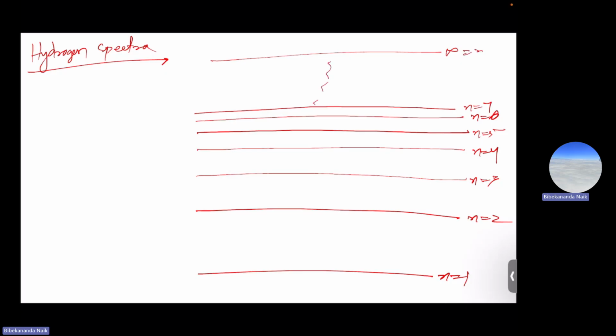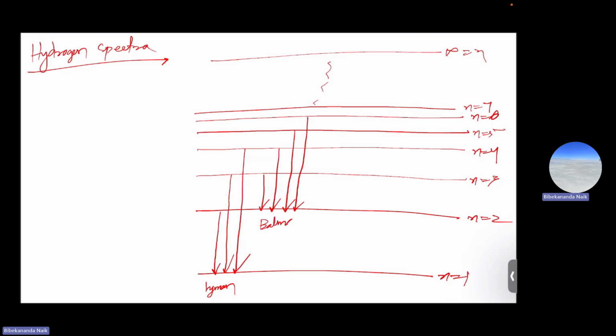So now hydrogen spectra has different series according to the transition. So when the transition occurs from n equals 2, 3, 4, 5, or n greater than 1, to n equals 1. Suppose the transition is occurring from n equals 2 to 1, n equals 3 to 1, n equals 4 to 1. This is called Lyman series. Similarly, when the transition occurs from higher orbits to n equals 2, this is called Balmer series.